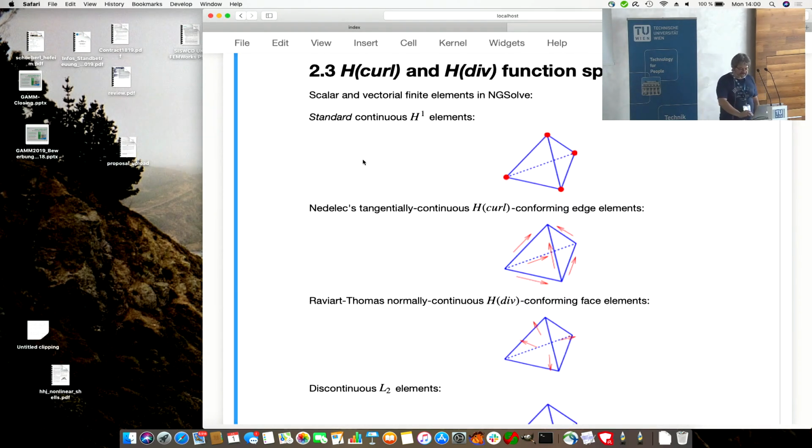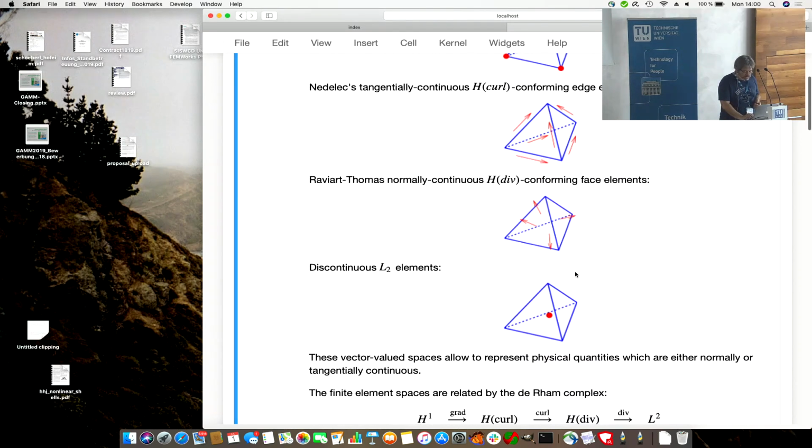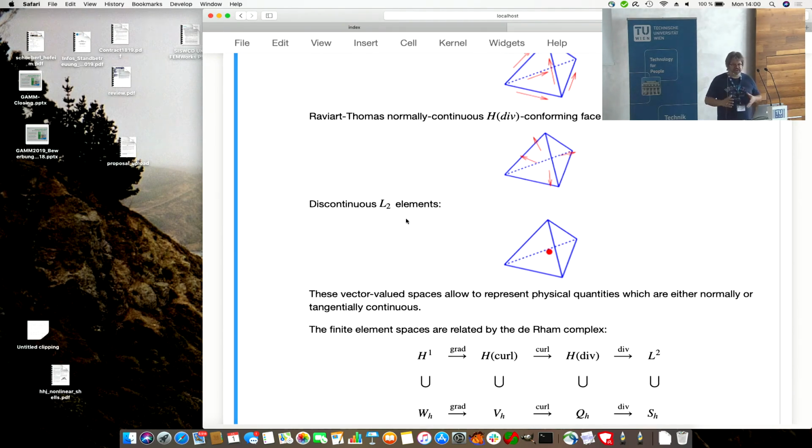Okay, everyone knows the standard H1 elements, just nodal elements, point values in the vertices of the element. Many of you have seen Nedelec elements or edge elements, H-curl conforming elements, where the degrees of freedom are now integrals along edges. Or face elements, Raviart-Thomas elements, where the degrees of freedom are now integrals of the normal component over the faces. And very easy, L2 elements are just piecewise constant finite elements, lowest order case just one value per element, denoted by this dot in the center.